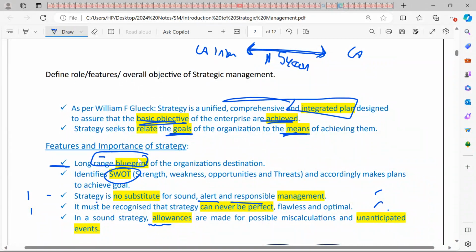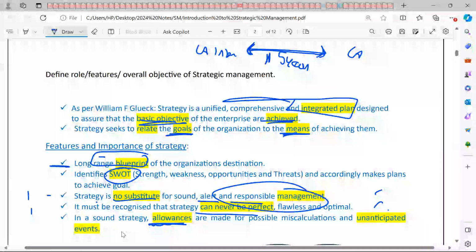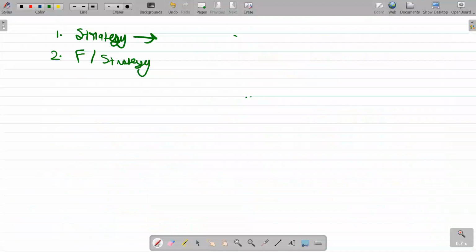Okay. Once you have made the strategy, you cannot set ideals. So strategy is not a substitute for responsible management. That means you only have to be responsible. Fourth thing, strategy can never be perfect. And fifth thing, allowances were made for unanticipated events. This is the second thing we have seen.